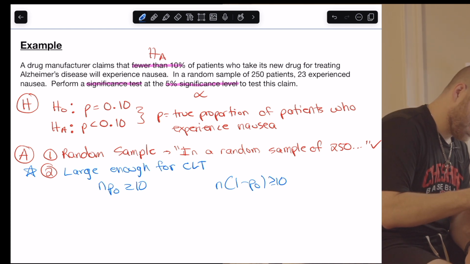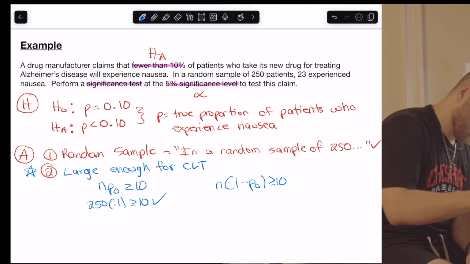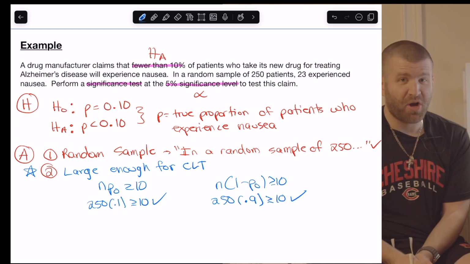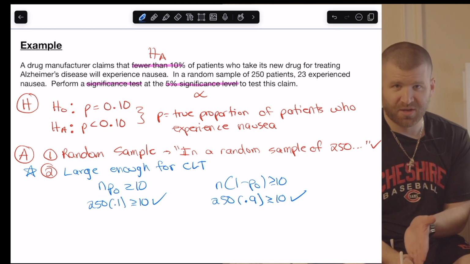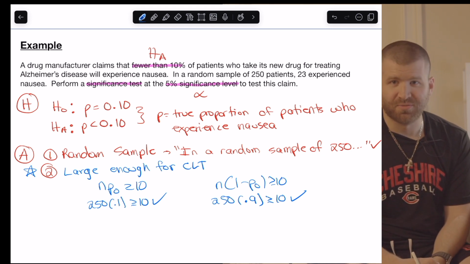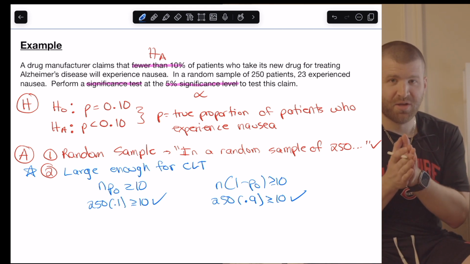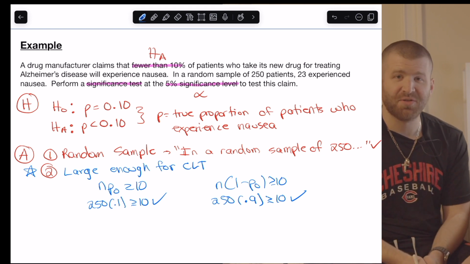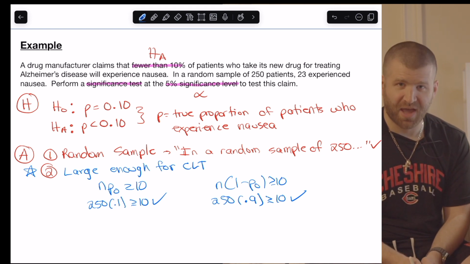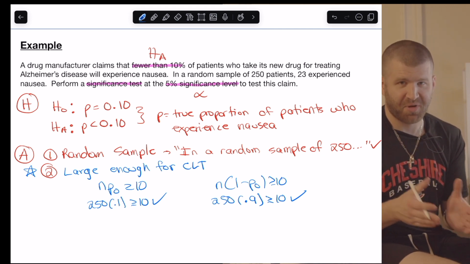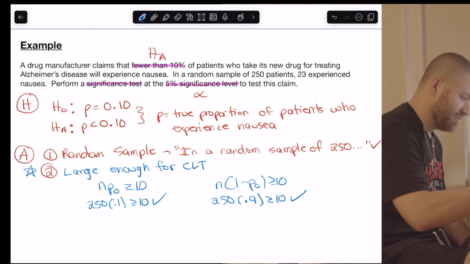So in this case, I would have to do 250 times 0.1 greater than or equal to 10, which it is, and then 250 times 0.9 greater than or equal to 10, which it is. But people can get caught up at this step and make a really silly mistake and say 23 and 227 instead of using the 0.1 and the 0.9. So big difference here is we have to use the null hypothesis value. Biggest difference between hypothesis testing and confidence intervals.